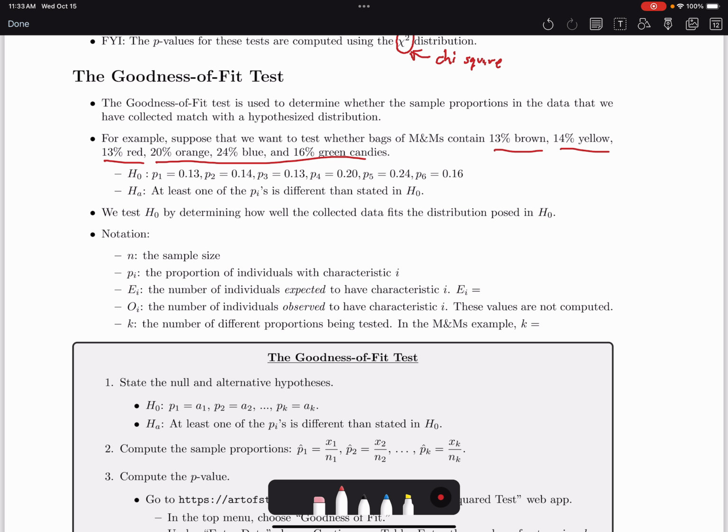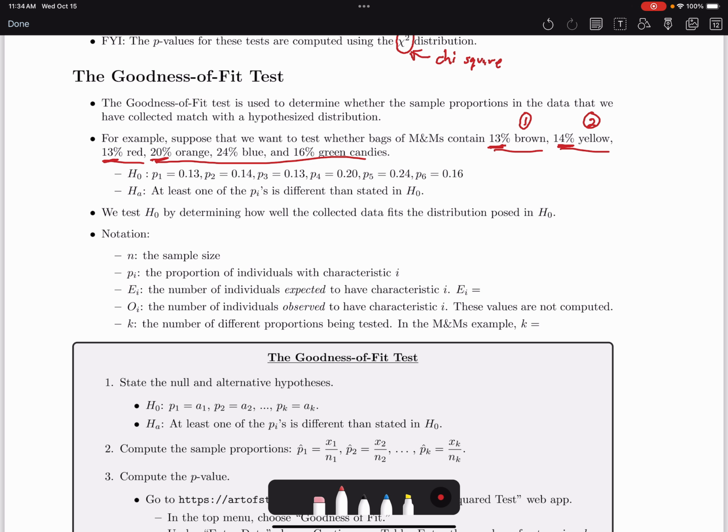Our null hypothesis would be that, if we call the brown candies group 1 and the yellow candies group 2 and so forth, then the null hypothesis would be that P1 equals 13%, 0.13, and P2 equals 14%, 0.14, and P3 equals 13%, and P4 is 20%, and so forth, right? So that's how we would state the null hypothesis.